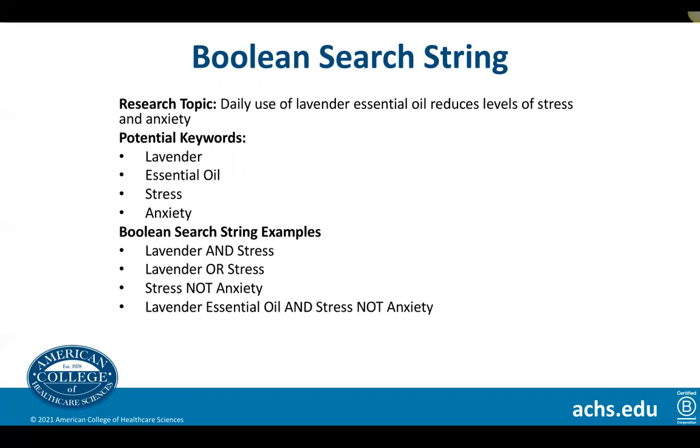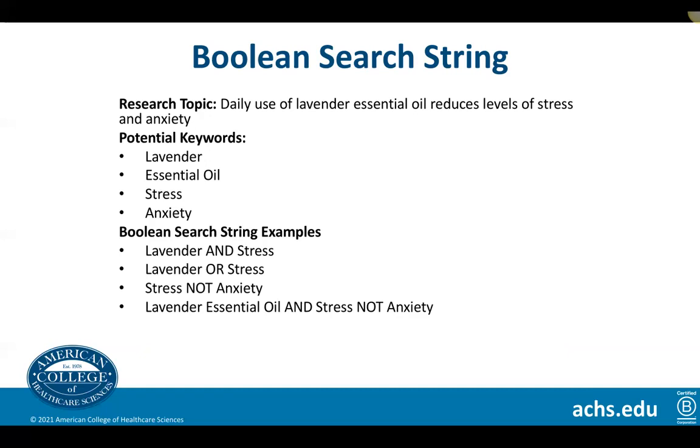If I want to then broaden my search results, I'll type in lavender or stress into the search box, and this will show me results on articles on lavender specifically or articles on stress specifically, not the combination of lavender and stress together like the and would do. If I'm interested in just articles on stress, but not anxiety, so for example, sometimes the library database might interpret the word anxiety to be the same as stress, you can type in, I'm looking for articles on stress, but not anxiety.